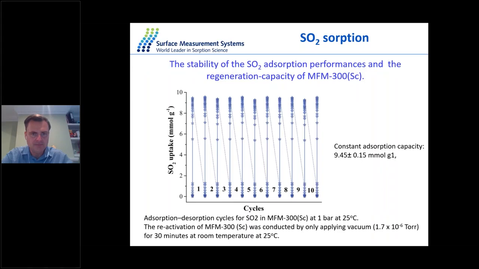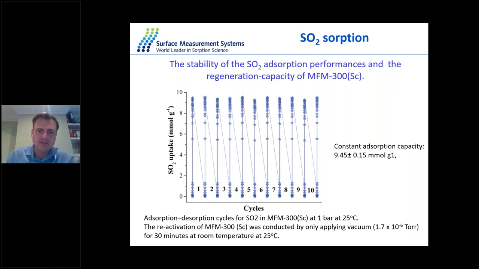Now, we also look at, as I said, the stability of the material under cycling. Adsorption performance is very important, as well as regeneration capacity. So what we've done here is we cycled these MFM 300 scandium MOFs under high vacuum. Regeneration was done at 10^-6 torr for 30 minutes, and then we introduced pure SO2, and we did 10 cycles.